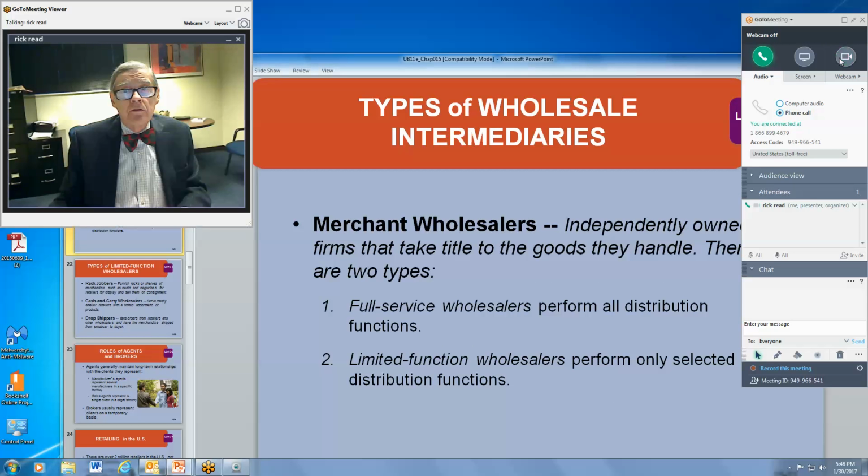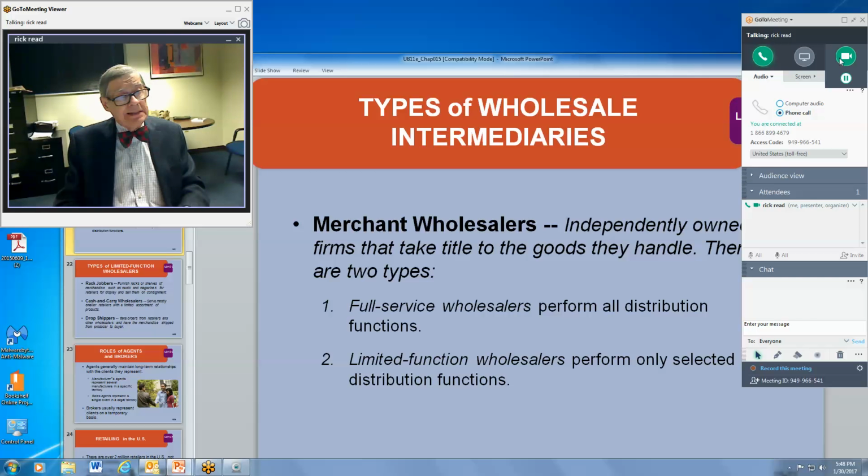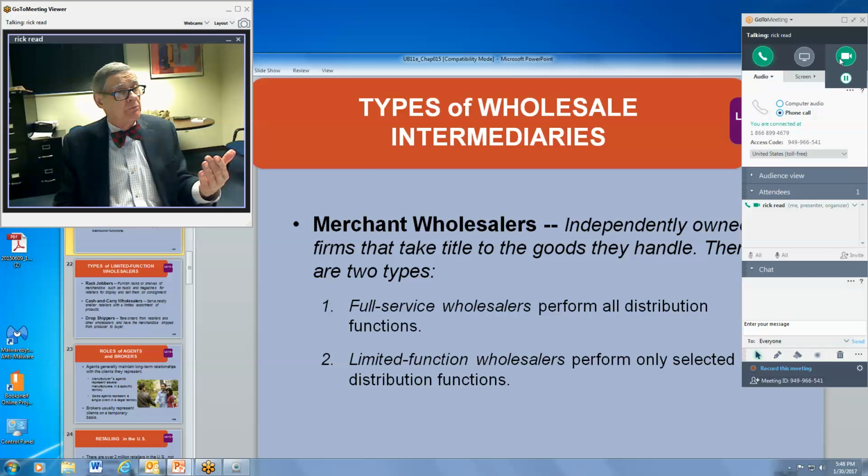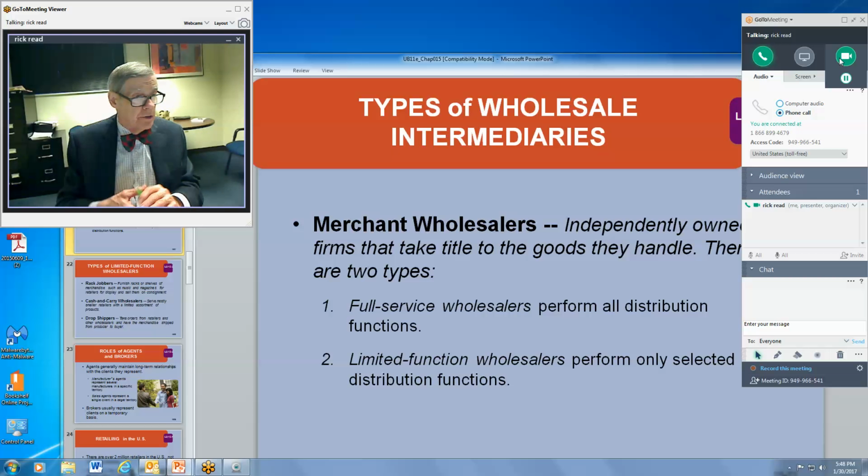Now, there are 2 types of wholesalers. But first of all, we have to remember that a wholesaler is an independent business. It may have a relationship with the manufacturer, but it is not owned by the manufacturer. So you have full service and limited service. Full service runs the entire gamut, all the distribution functions, sales, service, etc., transportation in some cases. Limited, only going to do certain things within the distribution service.